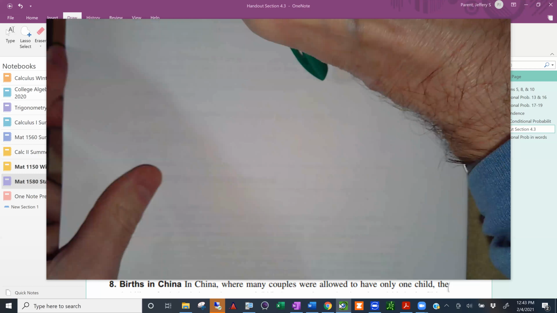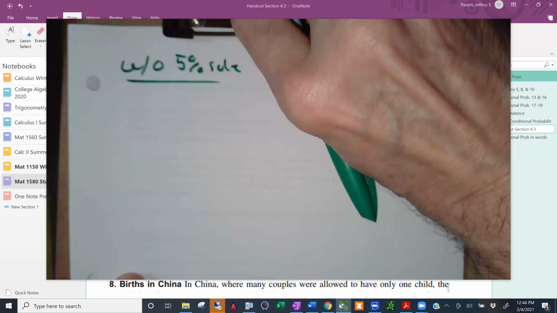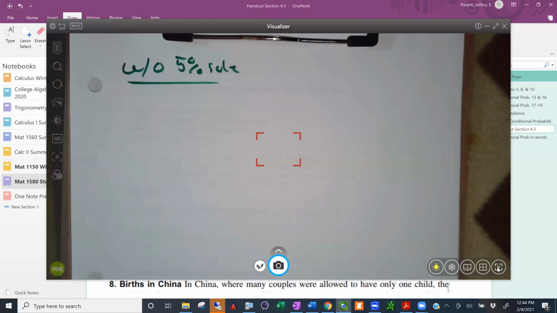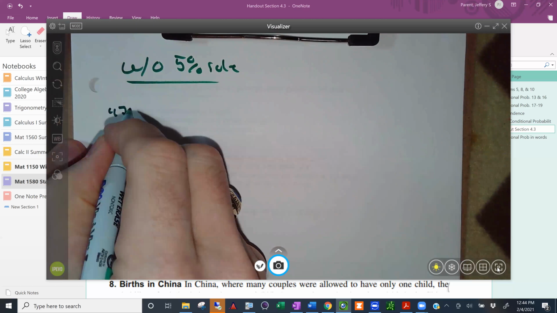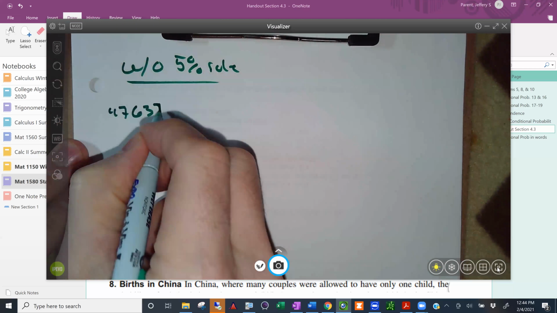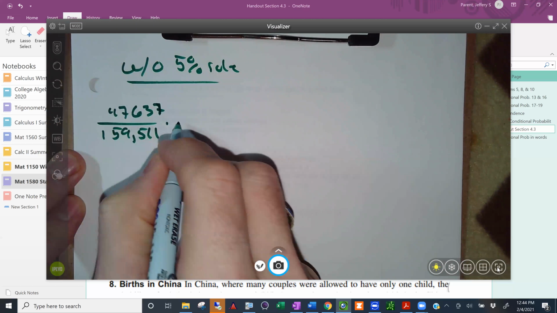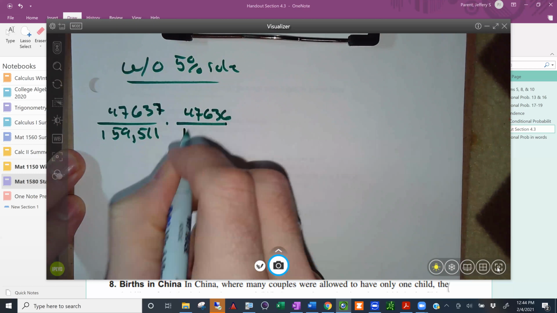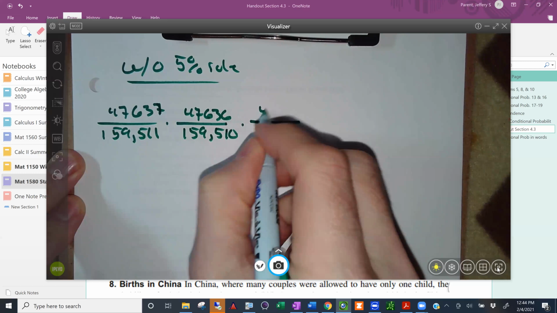So, without the 5% rule, let's see if I can't focus that better. There. Without the 5% rule, it'd be 47,637 divided by 159,511 times 47,636 over 159,510. And whoa, this becomes really tedious pretty fast, doesn't it?